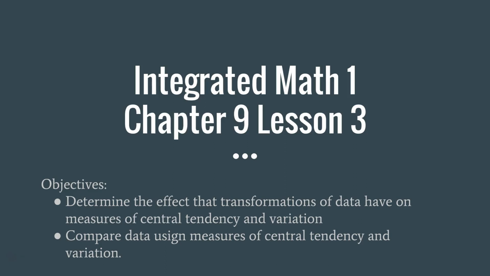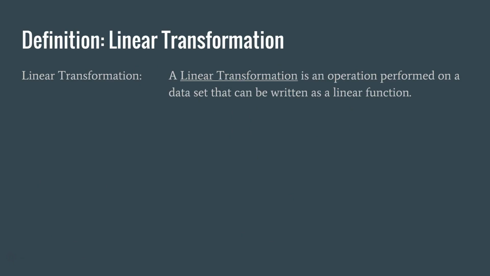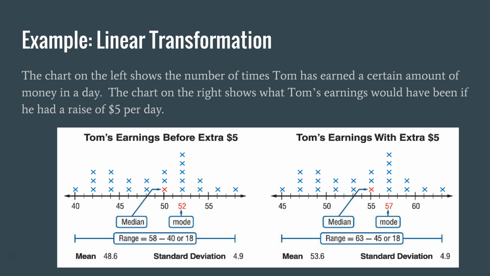Hi everyone, today in Integrated Math 1, we're going to be going over Chapter 9, Lesson 3. A linear transformation is an operation performed on a data set that can be written as a linear function. So let's go over an example of a linear transformation.